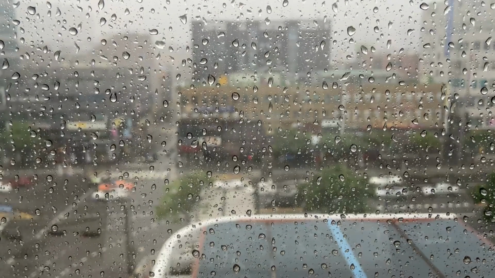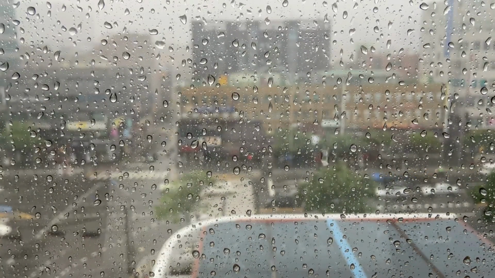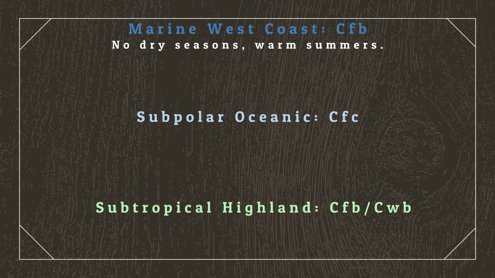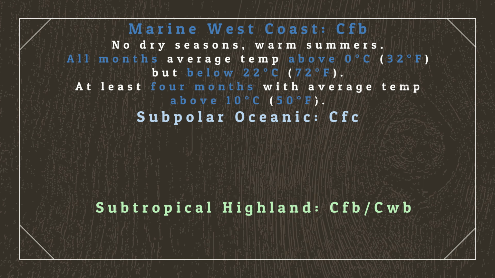As a resident of southeastern Australia, I'm very familiar with this climate type, which can be categorized as cloudy with a chance of rain in the summer, cloudy with a chance of rain in the winter, and cloudy with a chance of rain everywhere in between. Marine west coast climates have no dry seasons and warm summers, with all months having average temperatures above 0 but below 22 degrees Celsius, and at least 4 months with average temperatures above 10 degrees Celsius.